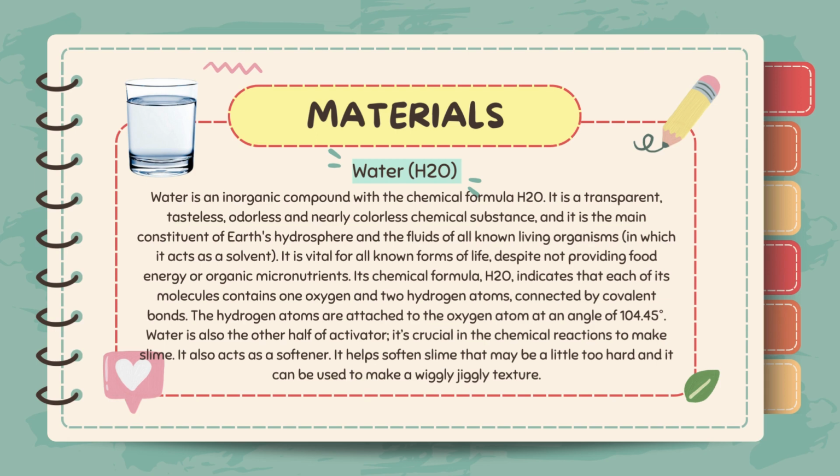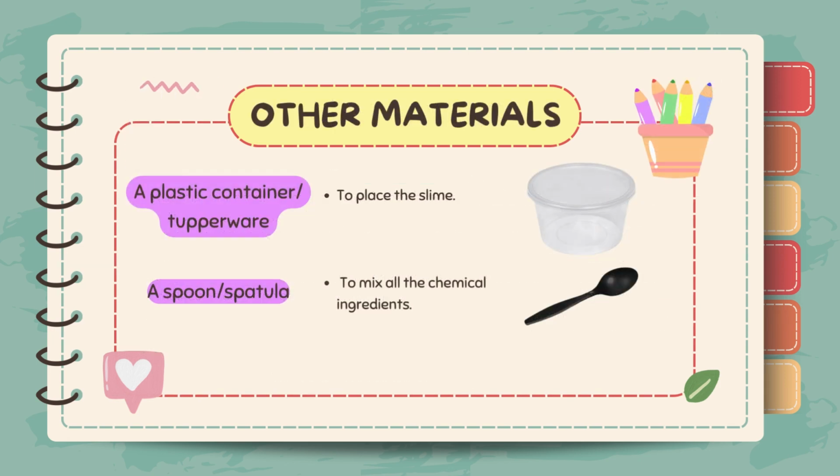Water is also the other half of the activator. It's crucial in the chemical reaction to make slime. It also acts as a softener. It helps soften slime that may be a little too hard and can be used to make a wiggly-jiggly texture. Other materials that I use are a plastic container or Tupperware, which is to place the slime, and a spoon or spatula to mix all the chemical ingredients.